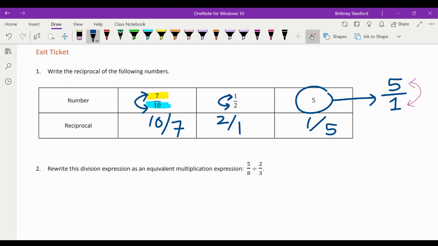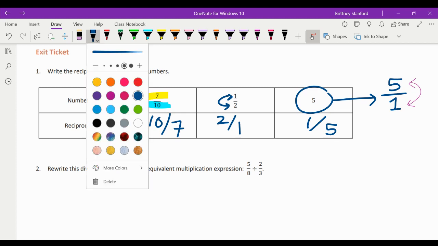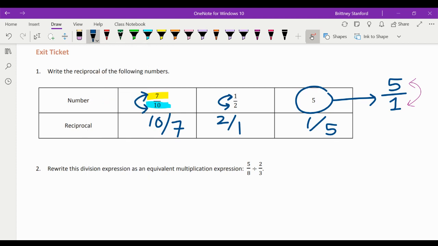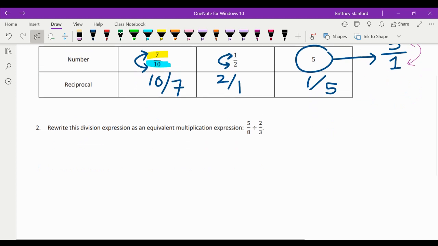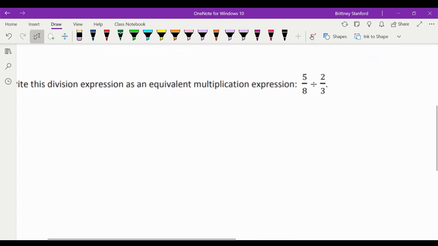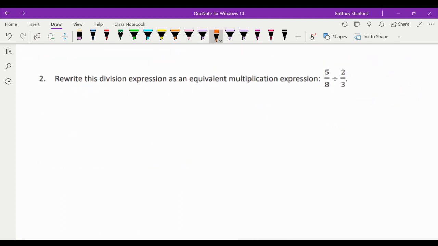And for number 2, we reviewed how to find the reciprocal so that we could use it to answer this question. So it is 5/8 divided by 2/3. Now we talked about when we are dividing fractions, we can multiply by the reciprocal of the second number or the second fraction. So we have this little acronym.